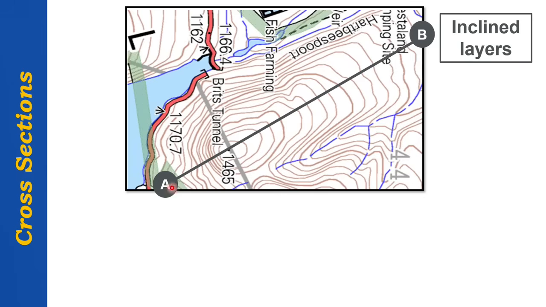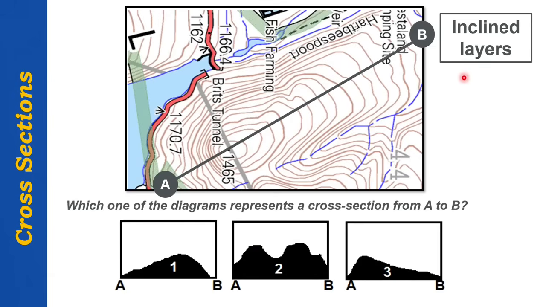I have a steep slope on the one side, the top, and then a gradual slope on the other side. Here is an inclined layer. Okay? So which one of these diagrams represents a cross-section from A to B? Now watch. As I move from A to B, I'm getting a steep slope going up, a short steep slope, and then a longer gradual slope on this side.